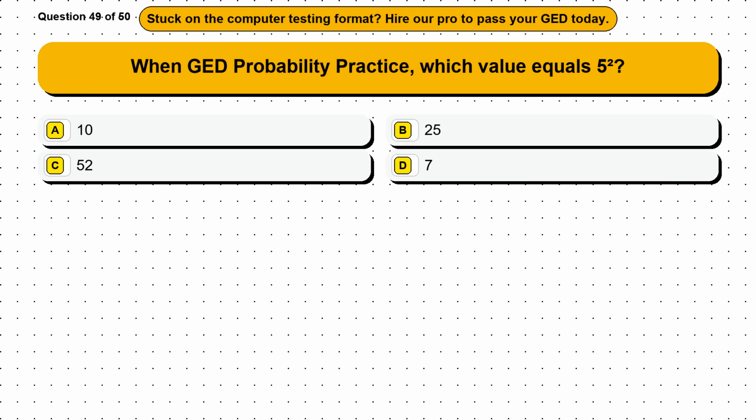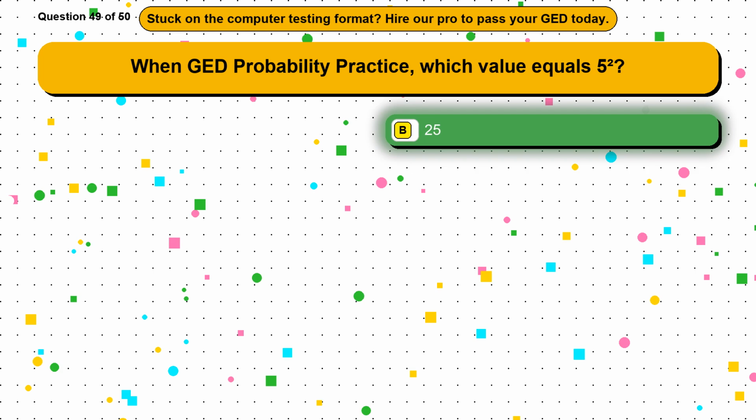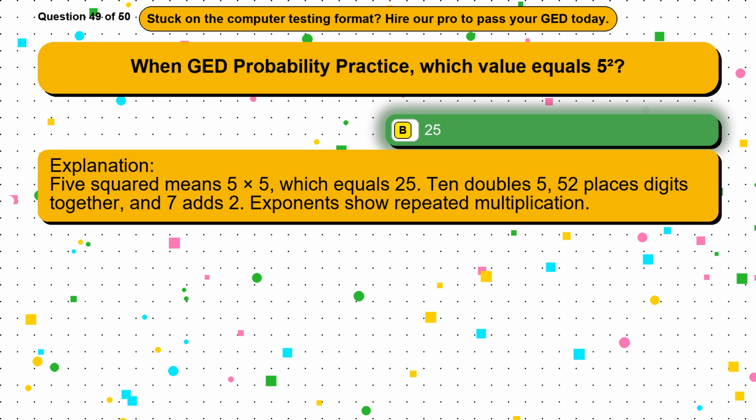Question 49. When GED probability practice, which value equals 5 superscript 2? Option A, 10. Option B, 25. Option C, 52. Option D, 7. The correct answer is option B, 25. 5 squared means 5 times 5, which equals 25. 10 doubles 5, 52 places digits together, and 7 adds 2. Exponents show repeated multiplication.